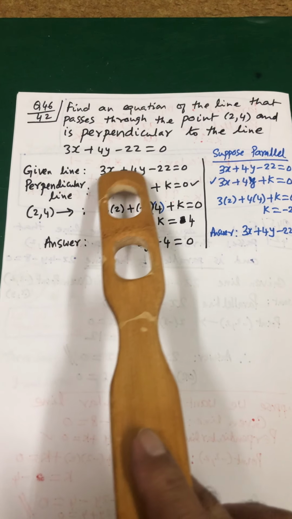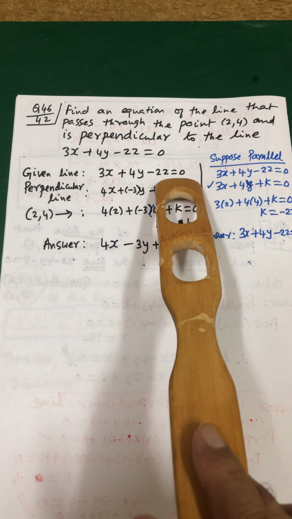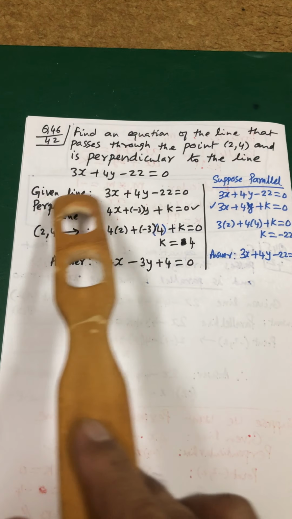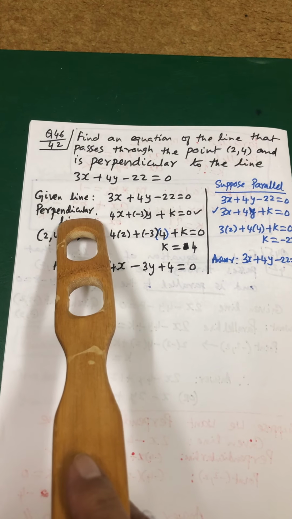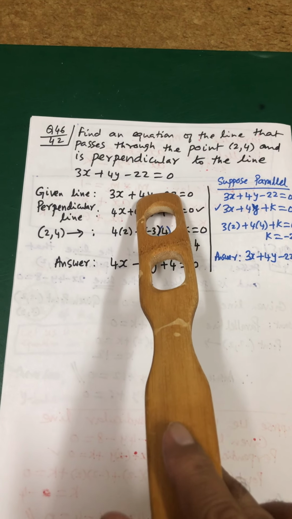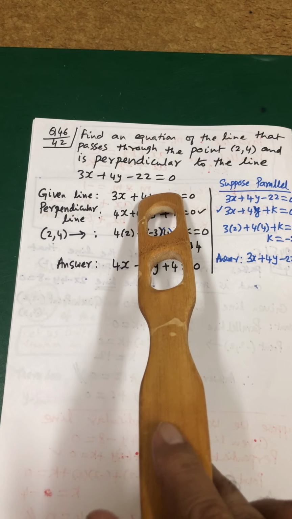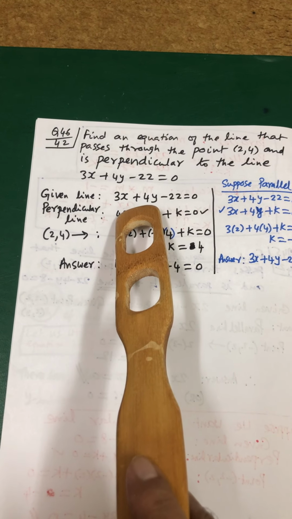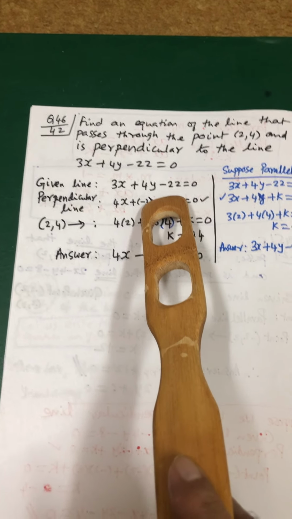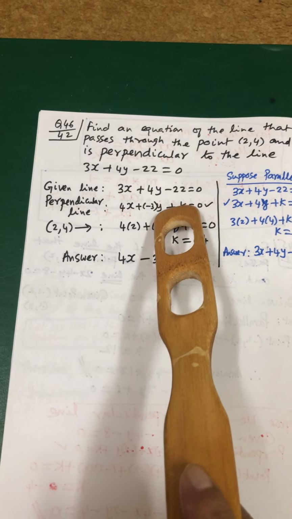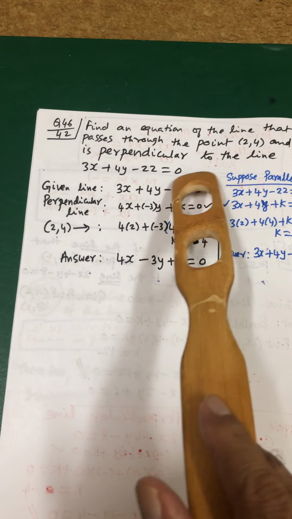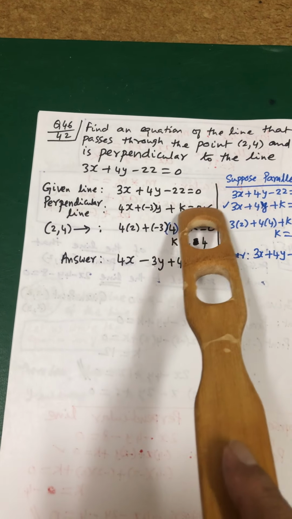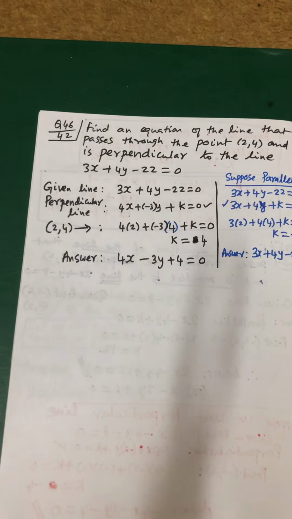What is this? 3x plus 4y minus 22 is equal to 0. This is the given line. For this given line, you want to find a perpendicular line. So what is the rule? This 4 will come here under x, 4x. This 3 will go here as minus 3y. Plus this 22 will not be there. It will be some k. This is your answer. See the tick mark. After finding the value of k, this is my final answer.